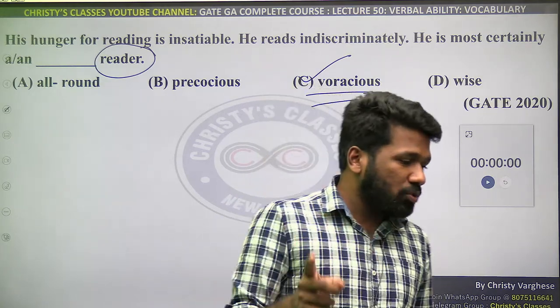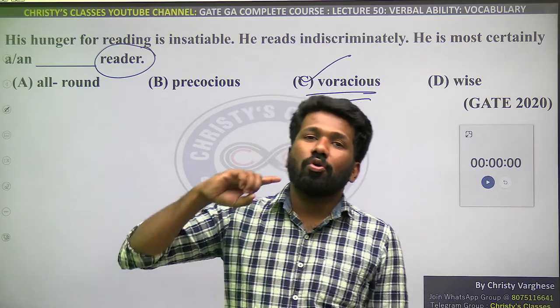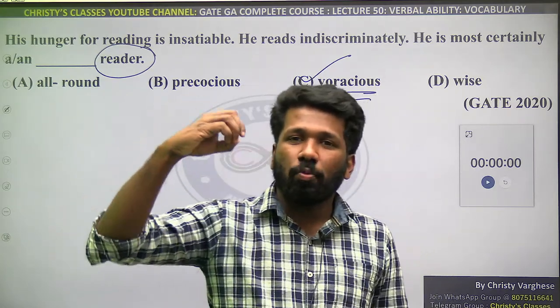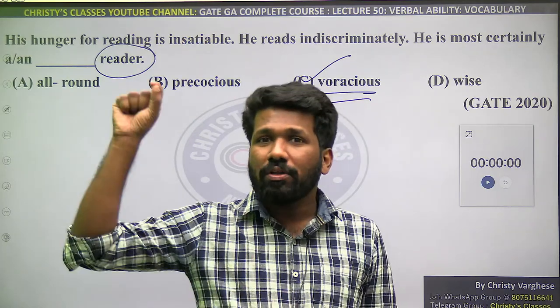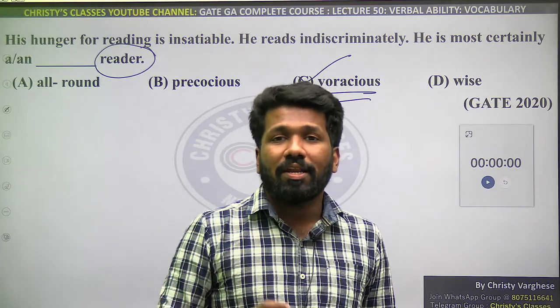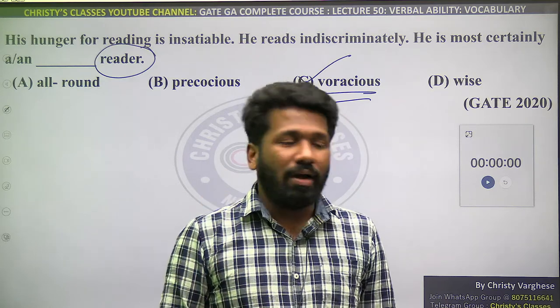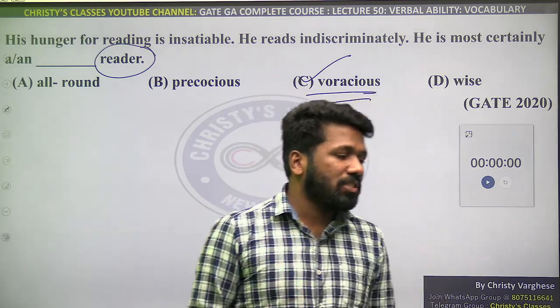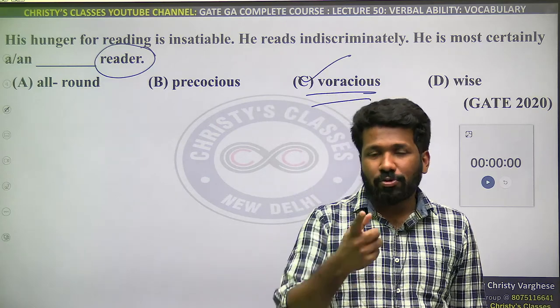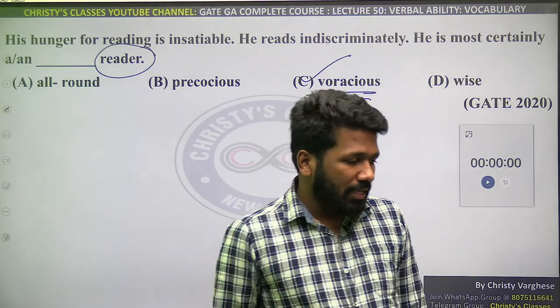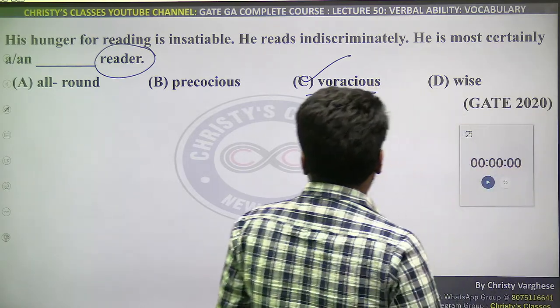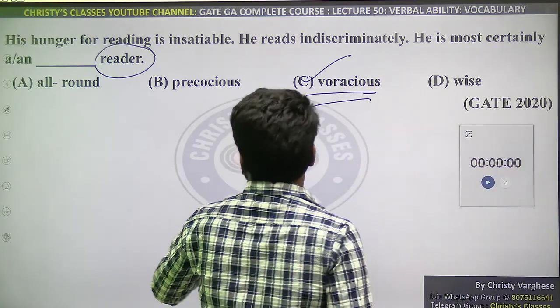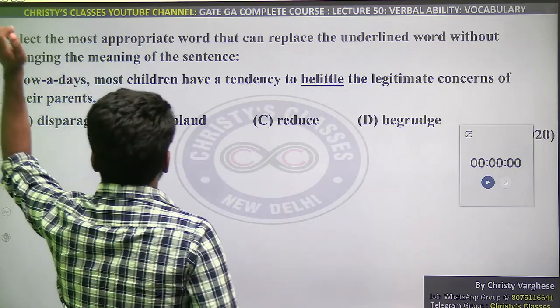As I told in the last 2-3 classes, I am not trying to make you all super good in English. I am trying to make you practically gauge general aptitude verbal ability better by knowing which is a challenging question, which is an easy question. That is also important, right? So all of you clear? This much is clear. Voracious is the answer. Let's see more and more questions.